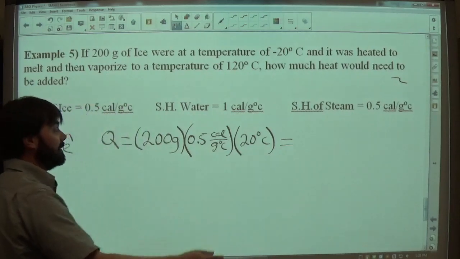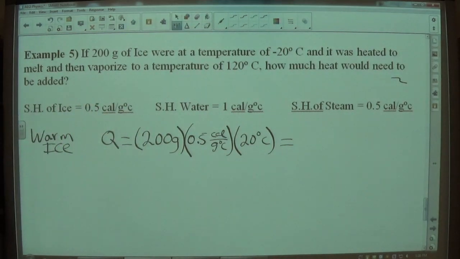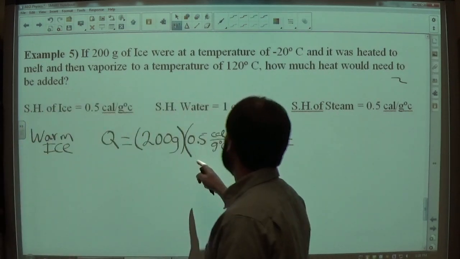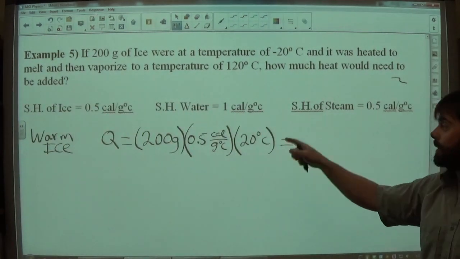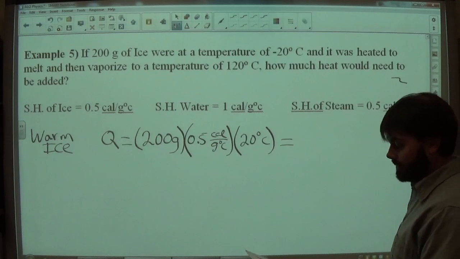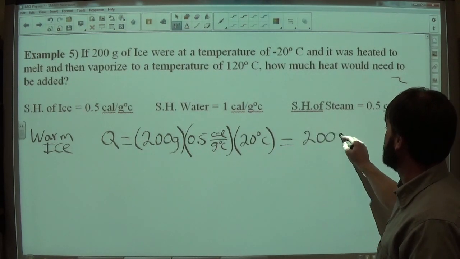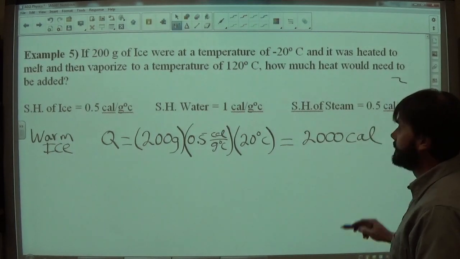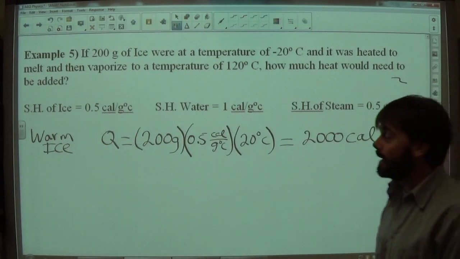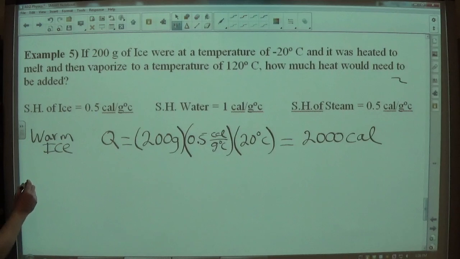So if we multiply all of that out, that's going to tell us how many calories it takes to warm the ice. 200 times a half gives me 100, times another 20 gives me 2,000 calories. And that's just to warm the ice. Now that we've warmed the ice, we need to melt the ice.